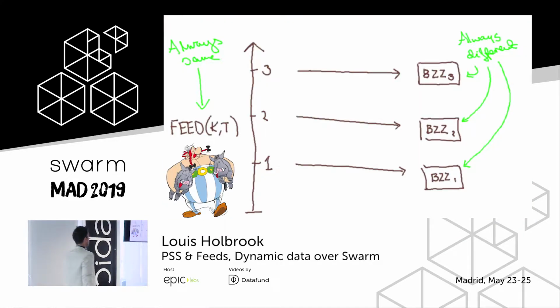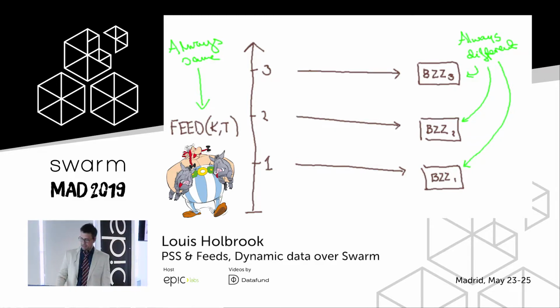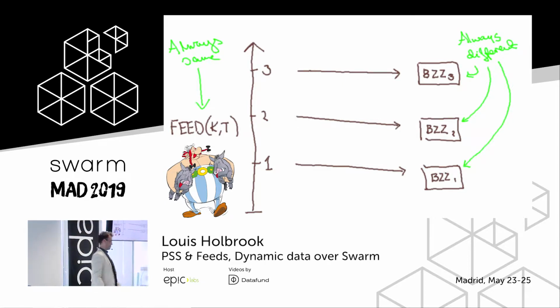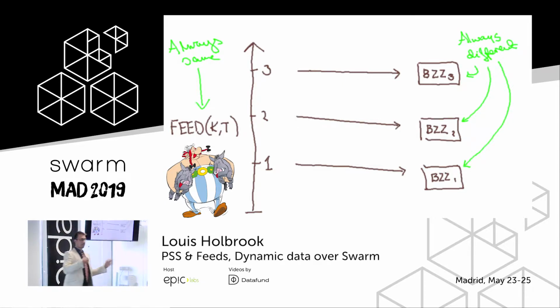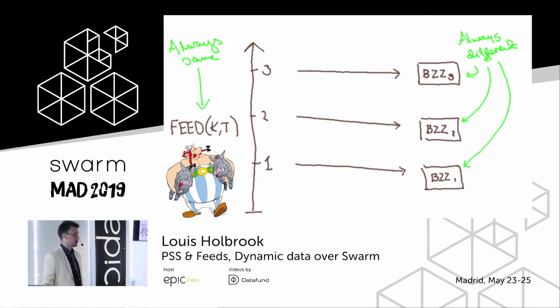So I don't really have to show this because Javier just went through this. But what are feeds? Basically it's one persistent identifier that's always the same, to point to data that has identifiers that are always changing. So on the right side we have Swarm hashes representing different updates of data. On the left side we have the feed. The feed then comprises a short explanation, some key that's signing the feed, and some topic that's an arbitrary 32-byte entity.